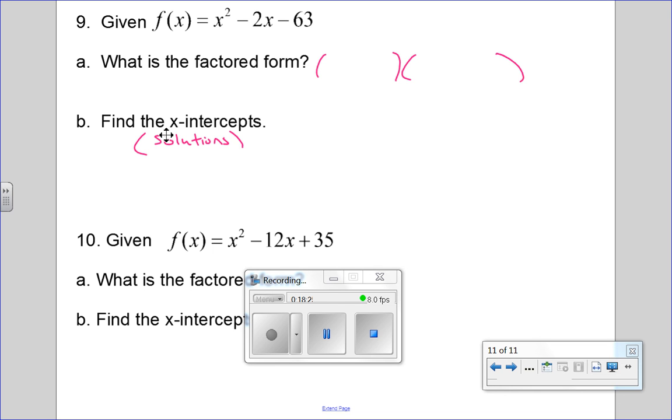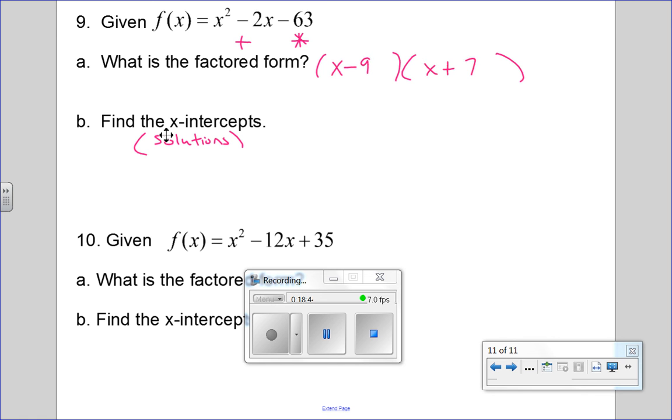Yeah, it has to multiply to negative 63, but add up to 2. 63 is a big number to experiment with. Doesn't it have to add negative? Yeah, add to negative 2. Nick got it. Good, make it a negative 9 and make it a positive 7.